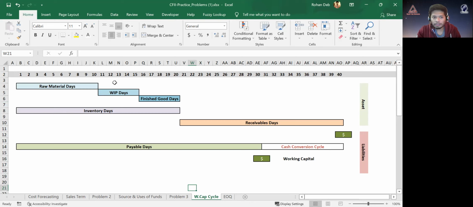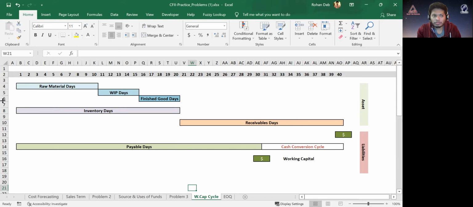Now you use that raw material for 10 days, then 5 more days is the work in progress, and then finally after 5 more days you make your finished good. So your finished good is made at the end of 20 days. Then this entire process of raw material, work in progress, and finished good is called inventory days. Okay. So once that is done, you try to sell that product. So here you take 20 more days to sell that product. So these are called receivable days, because you sell that product here and you get 20 days waiting time for the customer to pay you.